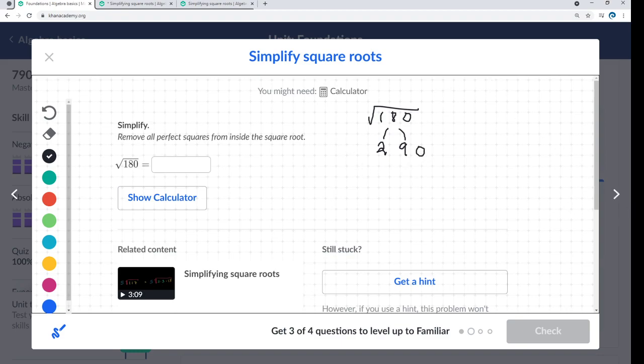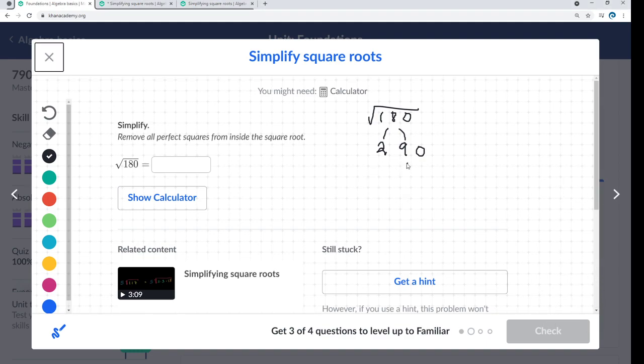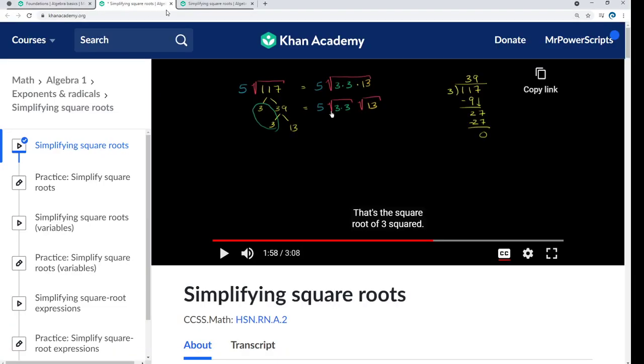And then going down further, times 2 and 45. Right. And then we can't divide 45 by 2 anymore because that gets us a decimal. So let me look at the video. What do they do when they can't divide?